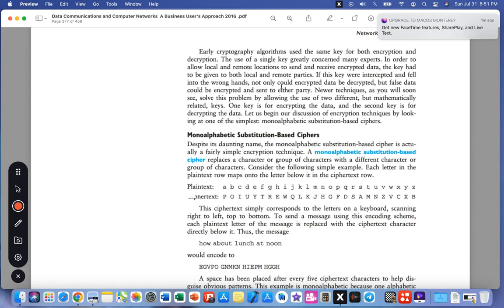Early cryptography algorithms use the same key for both encryption and decryption. The use of a single key greatly concerned many experts. In order to allow local and remote locations to send and receive the encrypted data, the key had to be given to both local and remote parties. If this key were intercepted and fell into the wrong hands, not only could encrypted data be decrypted, but false data could be encrypted and sent to either party.